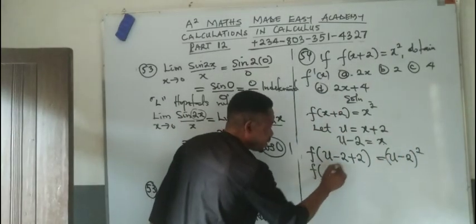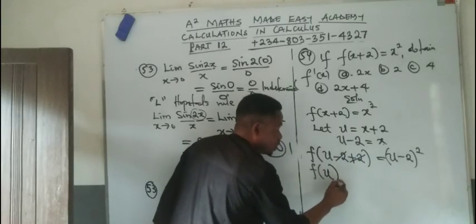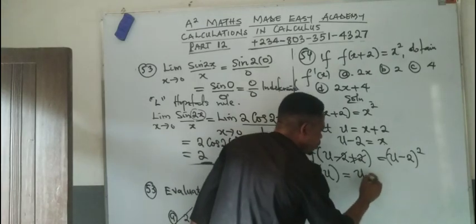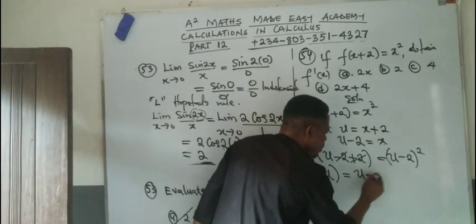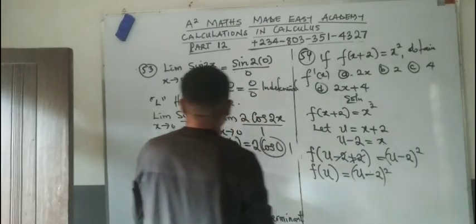F of, minus 2 we cancel plus 2, remaining u only. Then close the bracket. Then equal to u minus 2, all squared. Something is about to happen. Are you ready now?